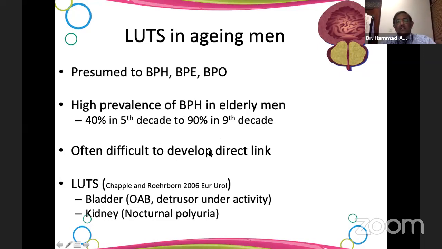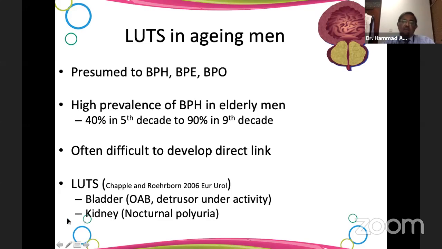We know that BPH or BPH-like symptoms are increasing with age. They are seen starting from the late 40s up to 90, and it keeps on increasing with time, although it's sometimes difficult to link the exact etiology of these symptoms with the prostate.